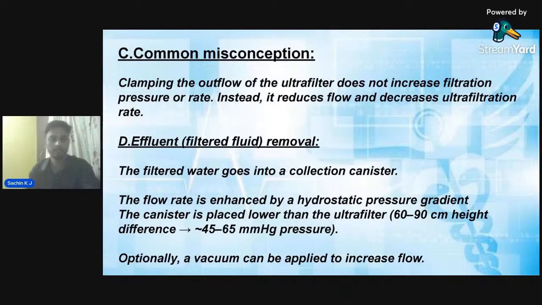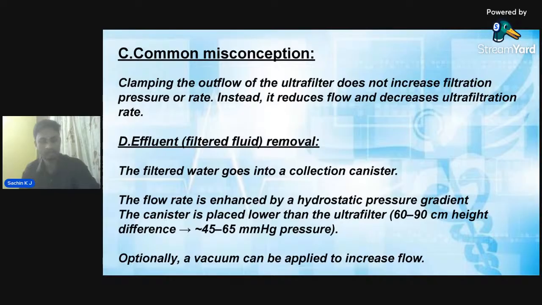And a common misconception: everybody is clamping the outflow of the ultrafiltration. Outflow means this one, the outlet of the ultrafiltration. So everyone will think the ultrafiltration rate will increase, but it won't increase, because ultrafiltration flow will decrease. It will reduce the flow, and the ultrafiltration rate will actually decrease.